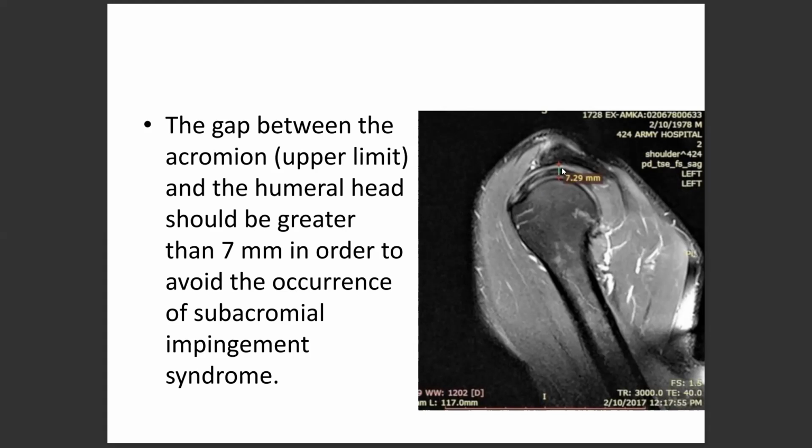The reason behind that is that the maximum limit for the superior translation of the humeral head in the space is 5 mm. So if the space is greater than 7 mm, the humeral head will be easily translated superiorly without any problem for the surrounding structures.